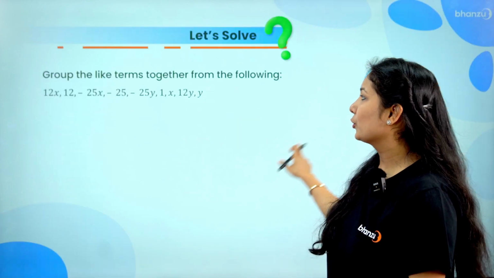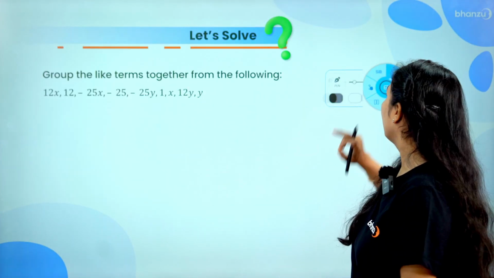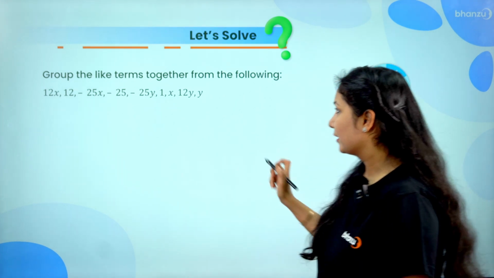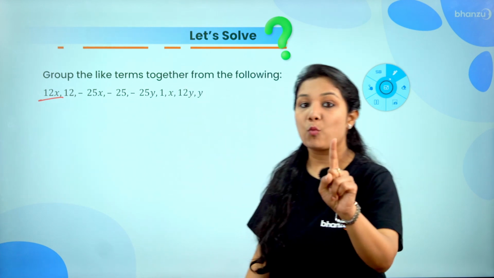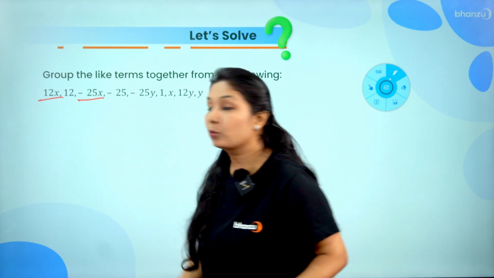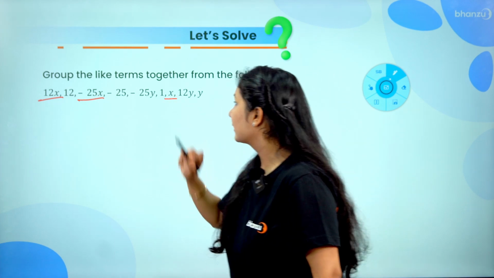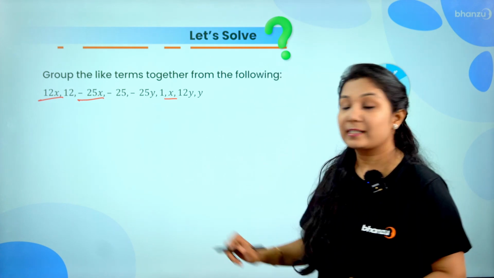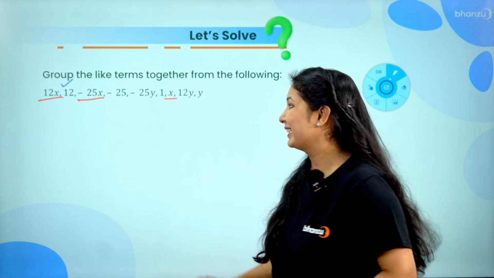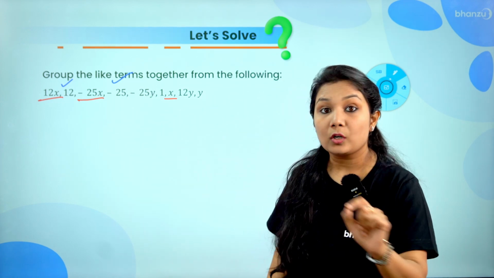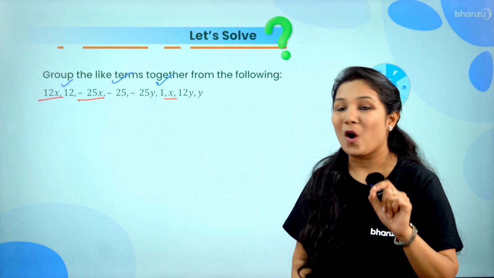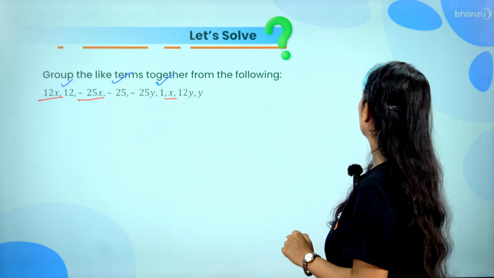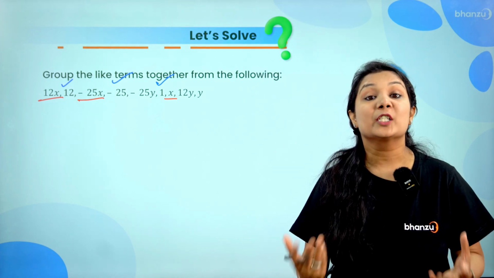So let's solve a particular question over here where we are going to group the different like terms, having the same algebraic factors. If we start with 12x, it has 1x in it, right? So minus 25x and also x. So there are only 3 terms which are having x. Now let's see 12, which is a constant. Then minus 25 is also a constant. 1 is a constant. So constants are also kind of like terms, right? Because they don't have any algebraic factor.